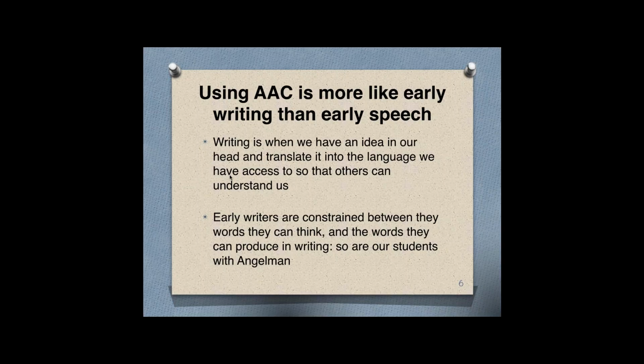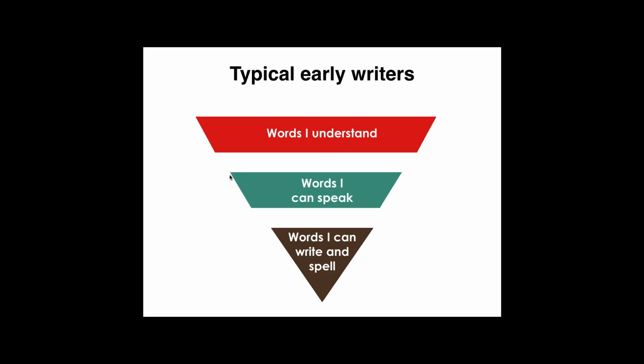So when any emergent student is writing, they're very constrained by the words that they're able to produce. And if we look at those typical early writers, a child in kindergarten and first grade, you can imagine that huge vocabulary of words that they understand, that are used all around them. But then there's that smaller group of words that they can actually speak. And there's a much smaller group of words that those kids can write and spell, so that they can actually produce them in a visual symbol form that others can understand.